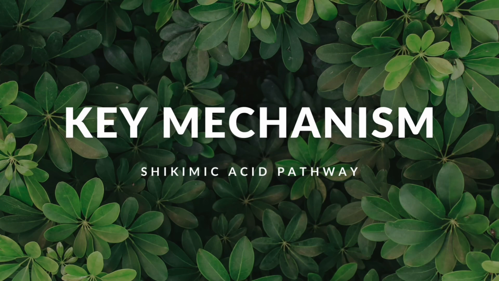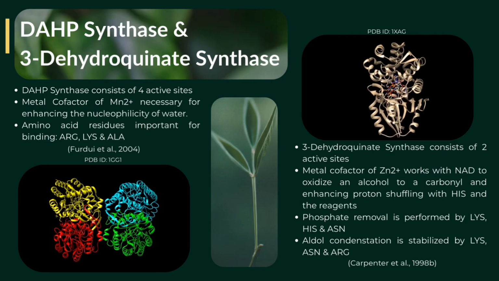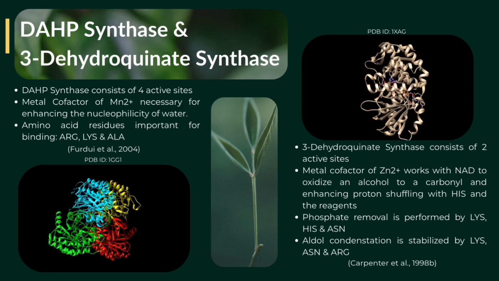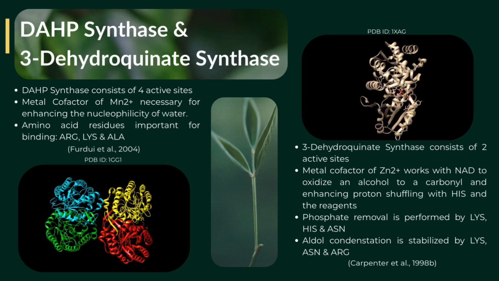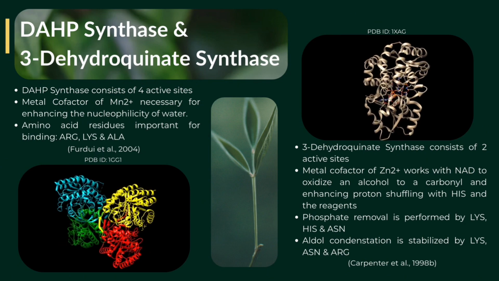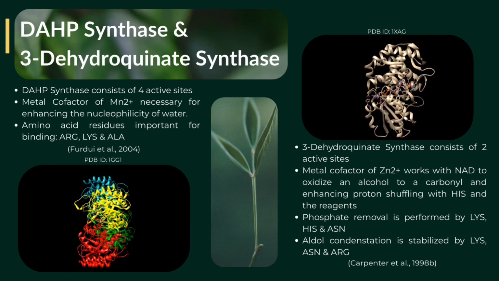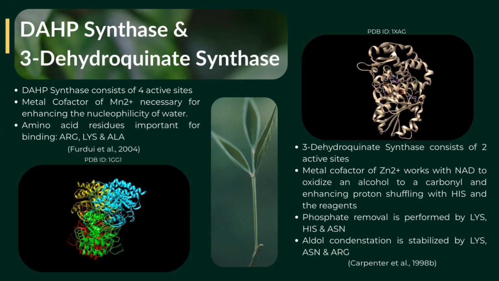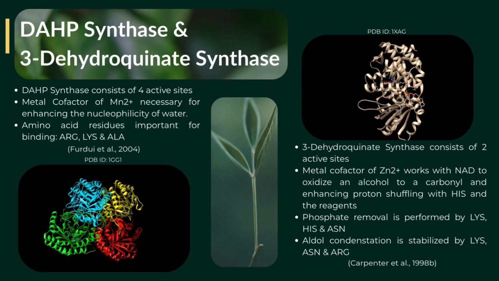We'll now go over some key amino acids and cofactors necessary in each enzyme. We start with DAHP synthase, which consists of 4 active sites, each with a manganese 2+ cofactor necessary for enhancing the nucleophilicity of water to facilitate the reaction between PEP and E4P, with other amino acids such as arginine, alanine, and lysine involved in transition state stabilization.